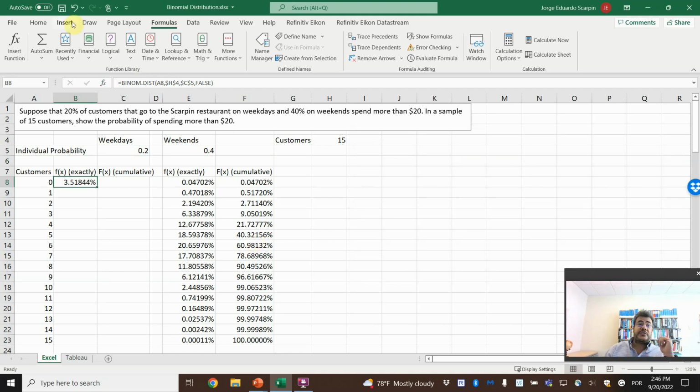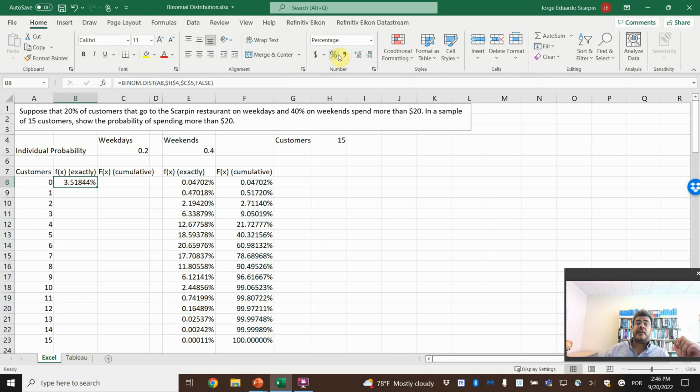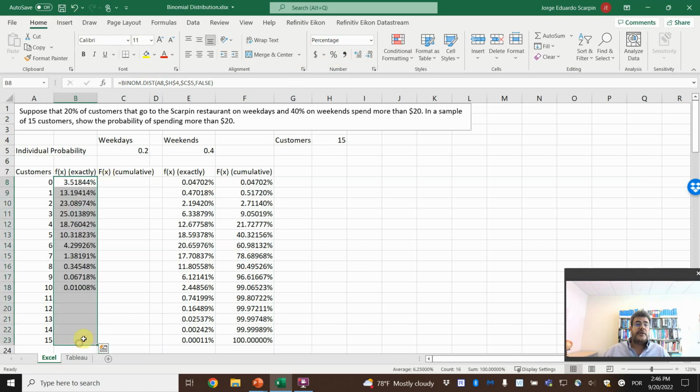If you go to a stats textbook, it will show you probabilities in decimals, just like that. So, there is a 3% probability that no customers at all will purchase, and we copy and paste. The highest probability is here: exactly 3 customers will purchase more than $20, 25%, 1 in 4.